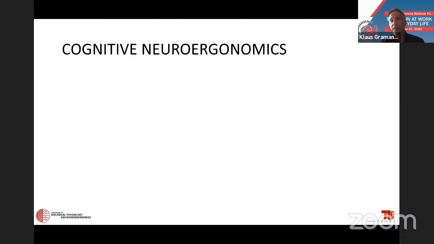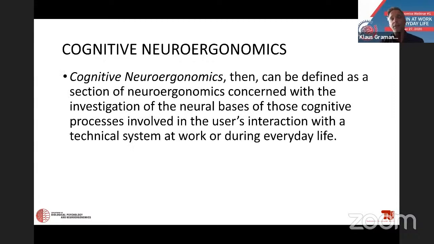So if you bring together both terms, then cognitive neuroeconomics can be defined as the section of neuroeconomics that is concerned with the investigation of the neural basis of these cognitive processes involved in the user's interaction with a technical system at work or during everyday life. This is still a very broad definition of the field, and it is a broad field, but I think there are 2 points that are worth mentioning.